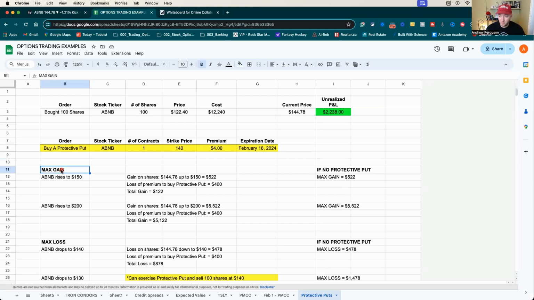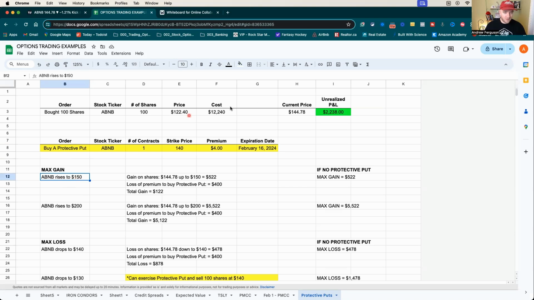The maximum gain is super easy, okay? If the stock rises, and stocks can go up and up and up forever, right? They're unlimited. You can have stocks go down to a limit of 0, but they can go up and up and up. We've seen it with things like Nvidia and Facebook lately, it just keeps going up and it just keeps rolling.